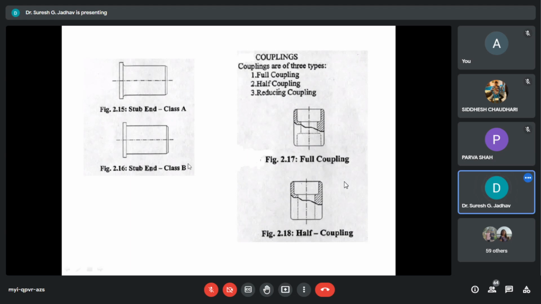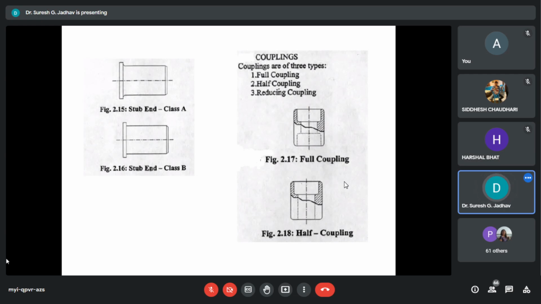See here, at the corners there is a slight radius in class A. And in class B, there is no radius where the pipe is connected. So this is the difference. When we consider stub end class A and class B as per MSS-SP-43, class B can be used with slip-on flanges.